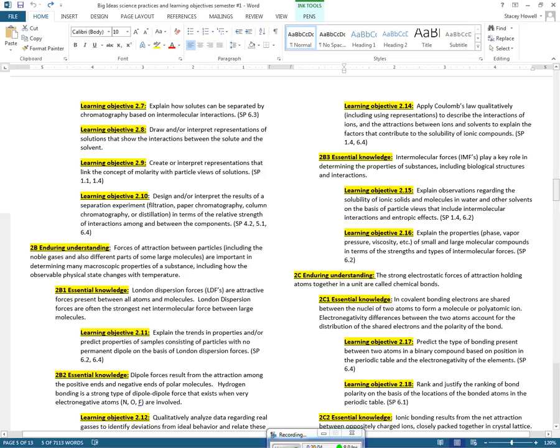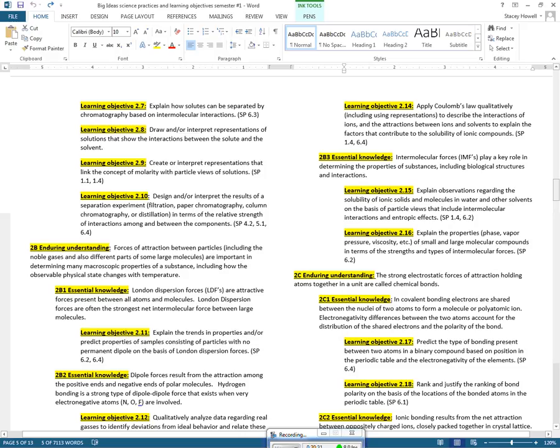Create or interpret representations that link the concept of molarity with particle views of solutions. So if I have a large molarity, I'm going to have lots of little particles in there. If I have a low molarity, not so many. Be able to, this is important, be able to design an experiment where you could separate using paper chromatography. We did that with the principle, remember that? Or a column or distillation, so we could have evaporated off.